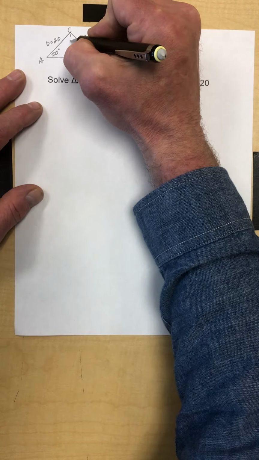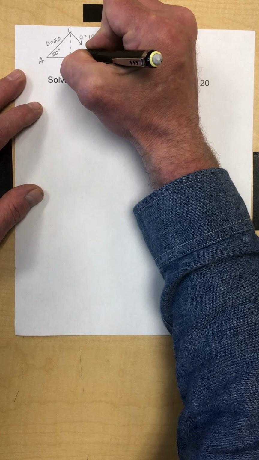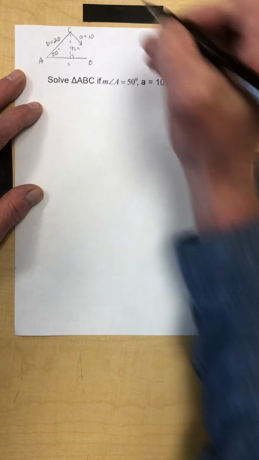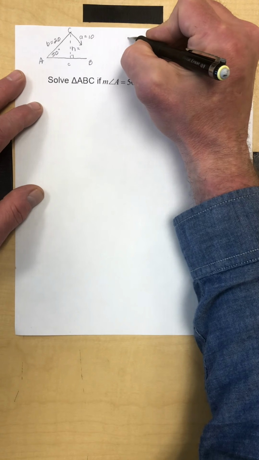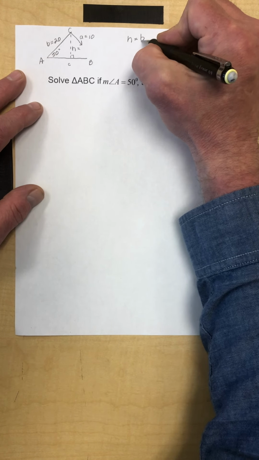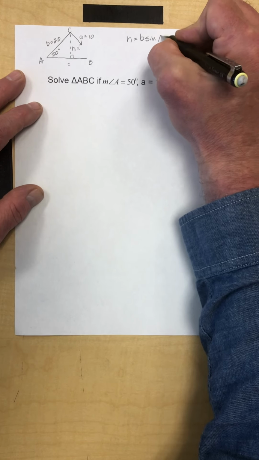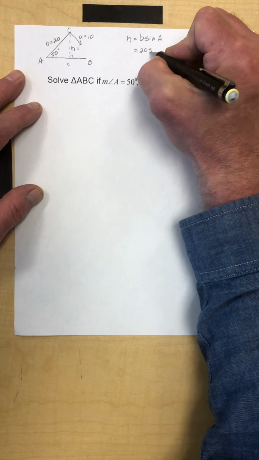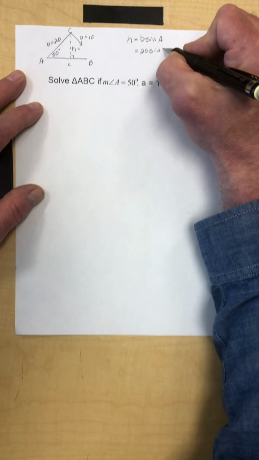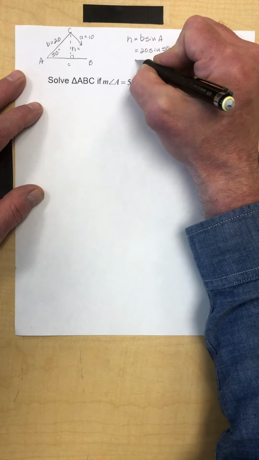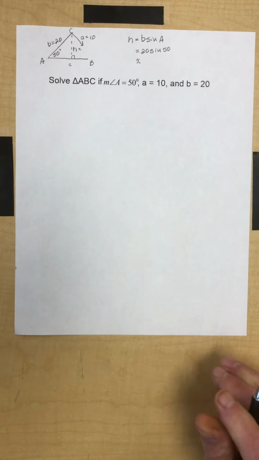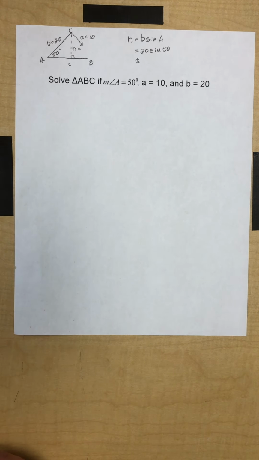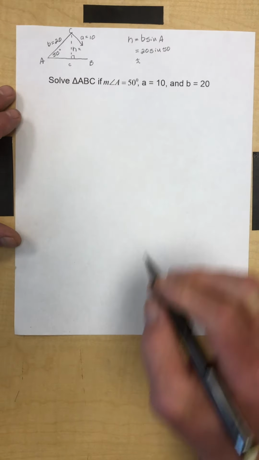The very first thing I have to do is check the height. Can we form a triangle? Remember, your height always ends up being little b times the sine of A. So we get little b, which is 20, times the sine of angle A, which is 50 degrees. I punch that in and compare it to little a. So 20 times the sine of 50, and I am getting 15.32.